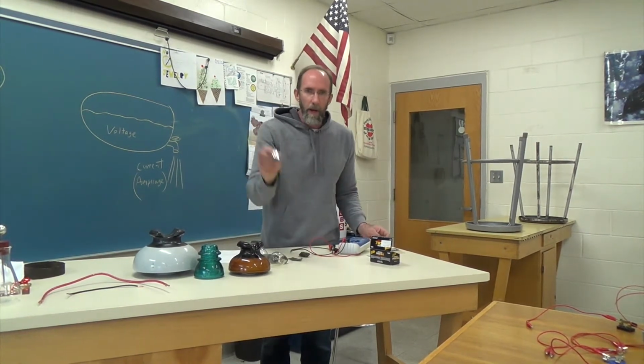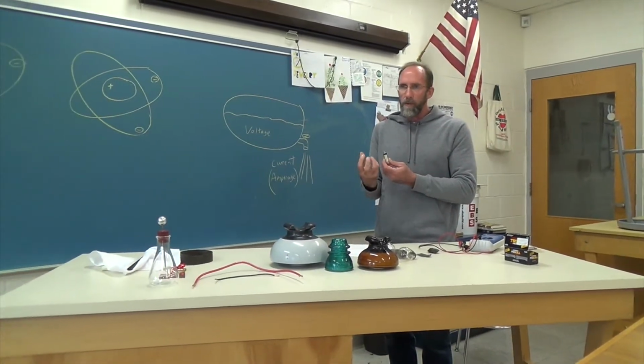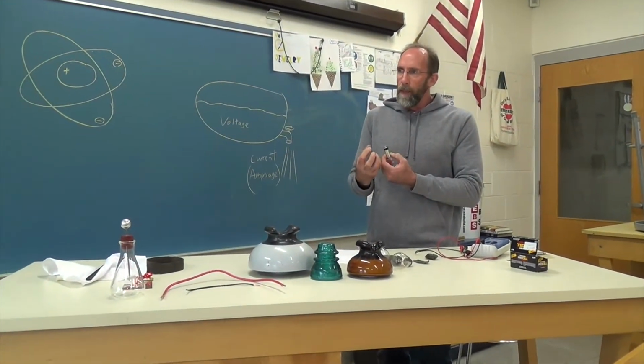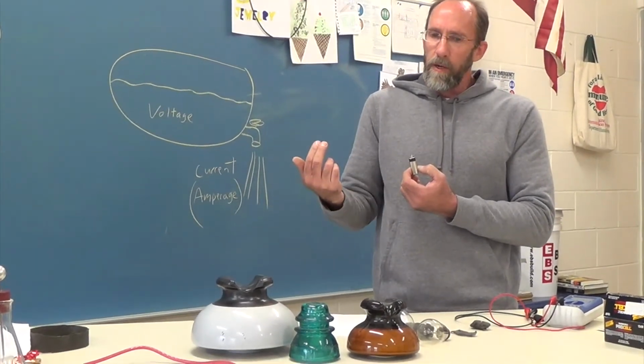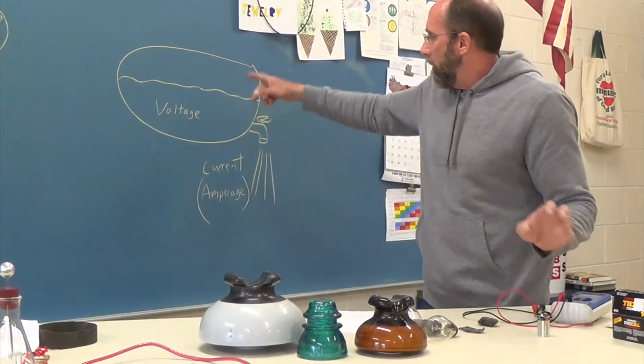Like in this battery, I've got 9 volts. That's how much electricity I have from my supply. How much I let out at a time and how fast it comes out, that's your current. So a good way to understand that is to look at water.